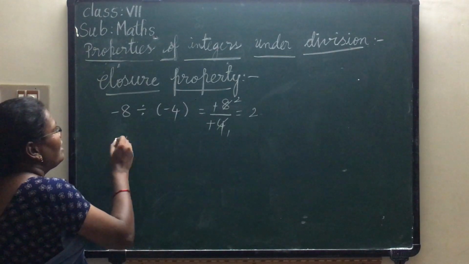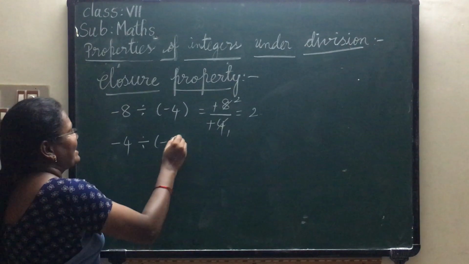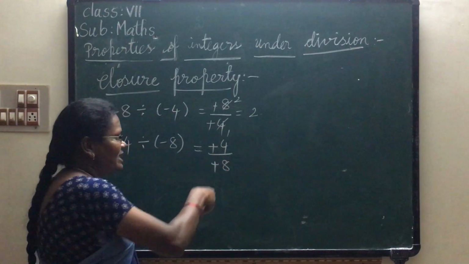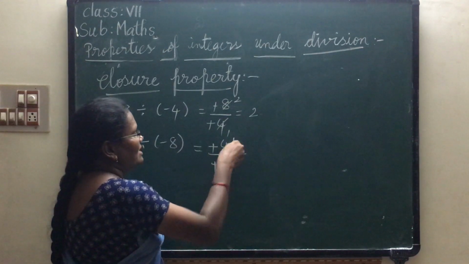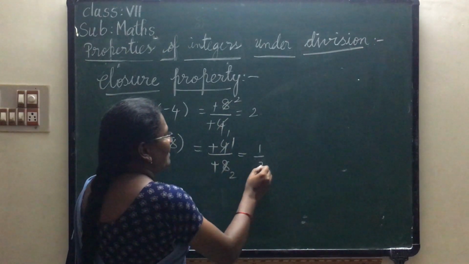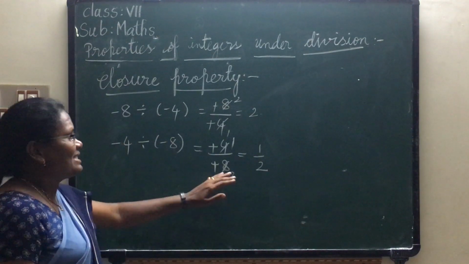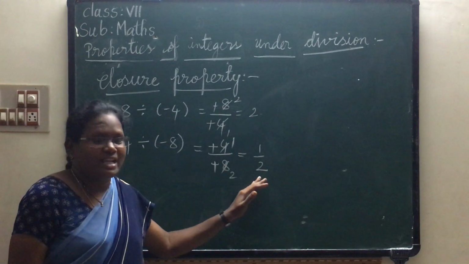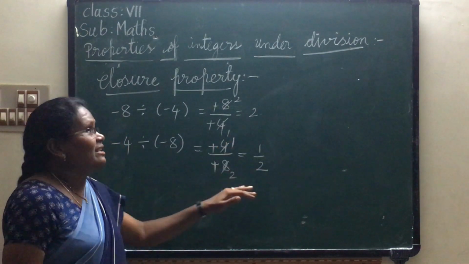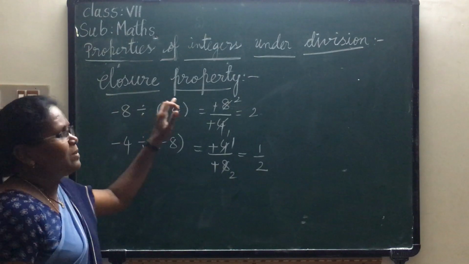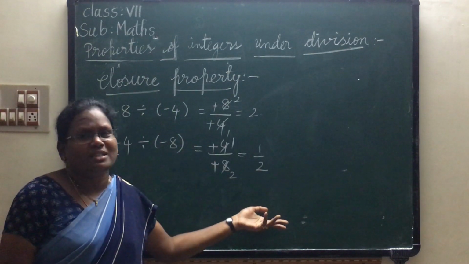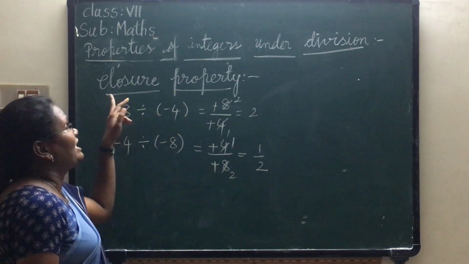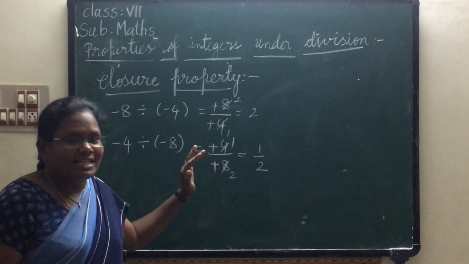Minus 4 divided by minus 8. Minus 4 by minus 8: minus into minus is plus. 4 ones are 4, 4 twos are 8. So it is 1 by 2. Is this an integer? No, this is not an integer. Here in division, the closure property is not satisfied. The remaining properties are also not satisfied. In subtraction, only one property is satisfied. In division, no property is satisfied.